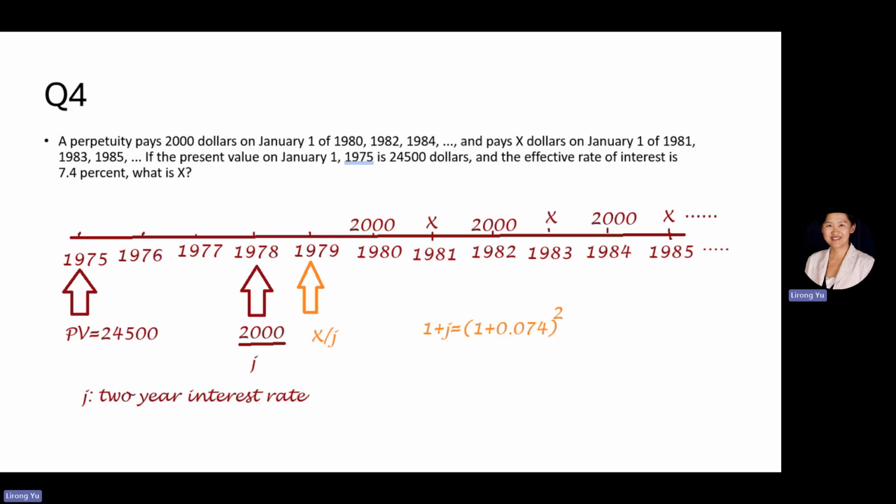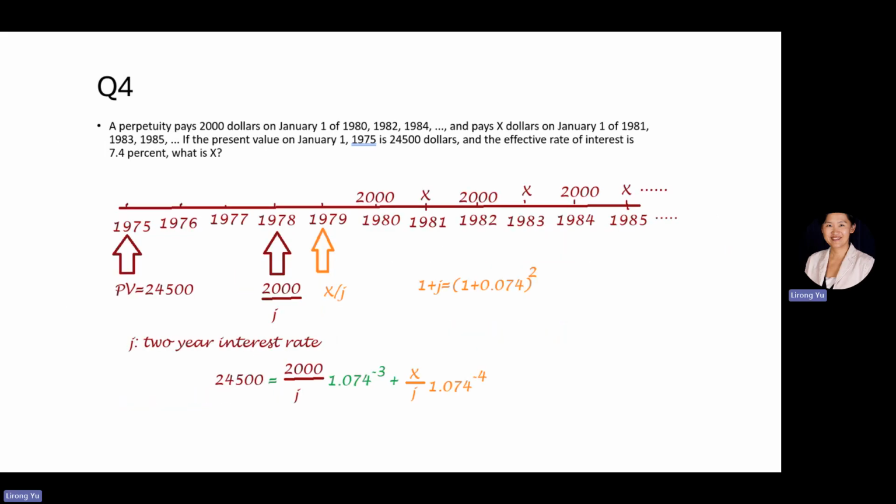All right, and then there's another perpetuity being paid X dollars every 2 years. So the total value will be X over J. We don't know X yet, but we can have a formula to calculate it. X over J is the total value of all the X dollar payments, and you can calculate it using the annuity immediate formula, the value of all those payments 1 unit time before the first payment. The first payment is 1981. 2 years before 1981 is 1979. X over J is that value, and then you have to discount it for time units back to 1975.